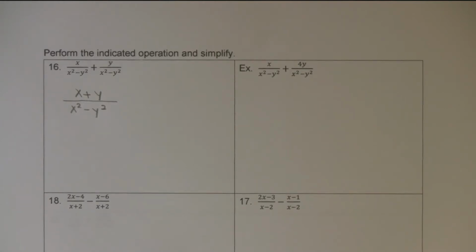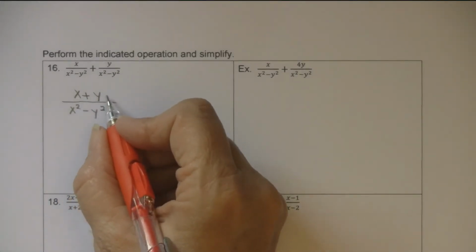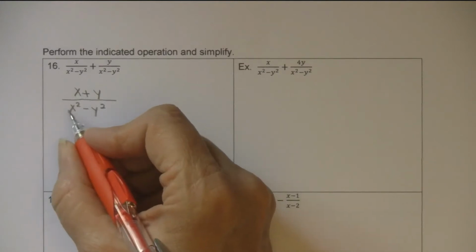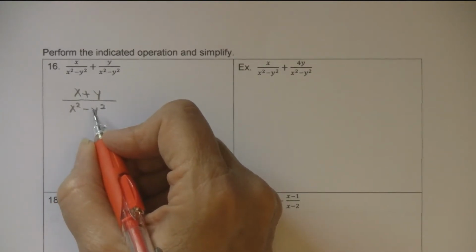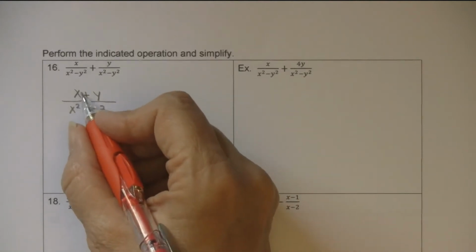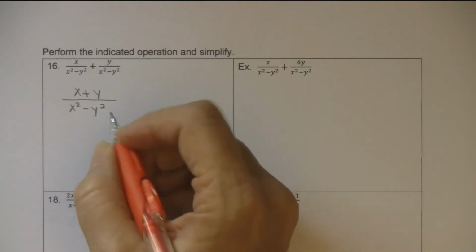So I didn't have to do step 1, other than notice that the denominators were the same. Step 2 was to add them together. I've done that. Step 3 is to simplify. And this numerator is a binomial, so it can only reduce with the denominator if it is a binomial that is exactly the same, or can be factored to be the same. So x plus y doesn't factor, but x squared minus y squared is a difference of squares, right?